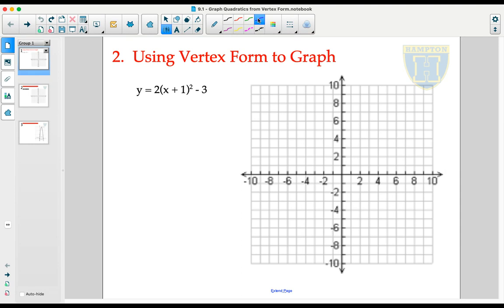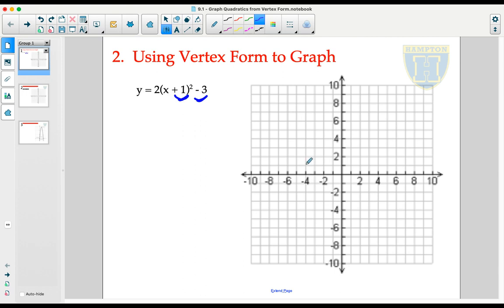The vertex form of a quadratic equation gives us another option for graphing a quadratic function and identifying its key characteristics. So we begin first by looking at the vertex form, and right from the jump, we can identify the vertex. The +1 suggests that this is going to be a graph that is moved 1 unit to the left. The -3 suggests that the graph will be down 3 units.